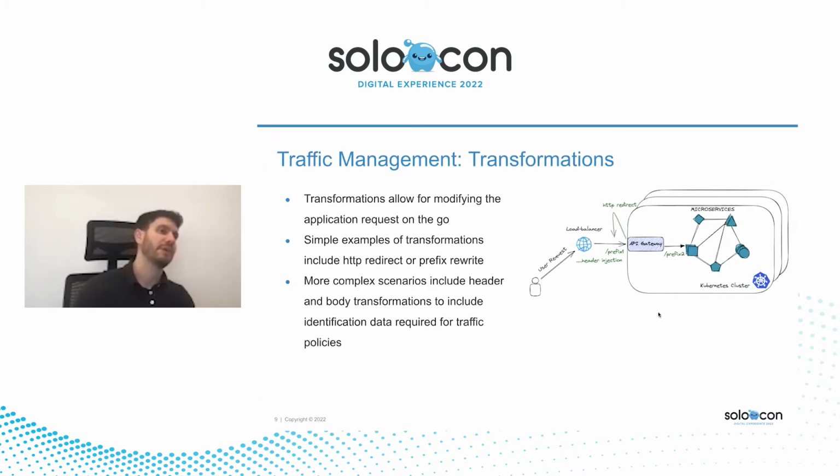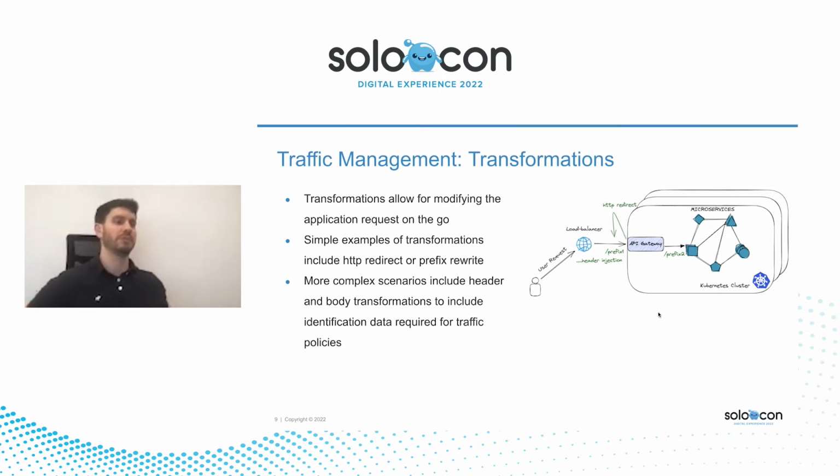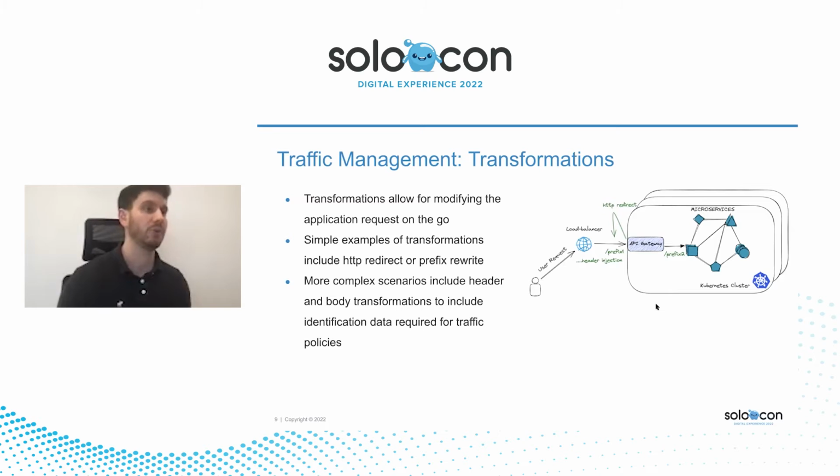Also, modern applications might require a variety of request transformations to achieve the business cases. Let's look at some examples of common transformations. One simple example is HTTP request redirection to HTTPS to ensure all application requests are secure and encrypted. Another simple example of transformation is rewriting the request prefix, which allows for the modification of the prefix for communication with your cluster services, for instance.